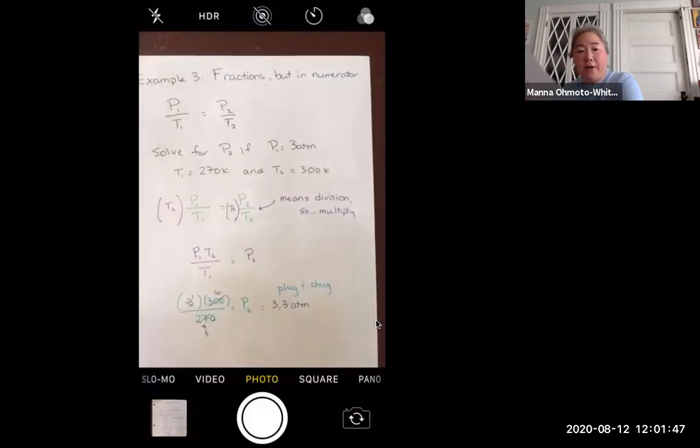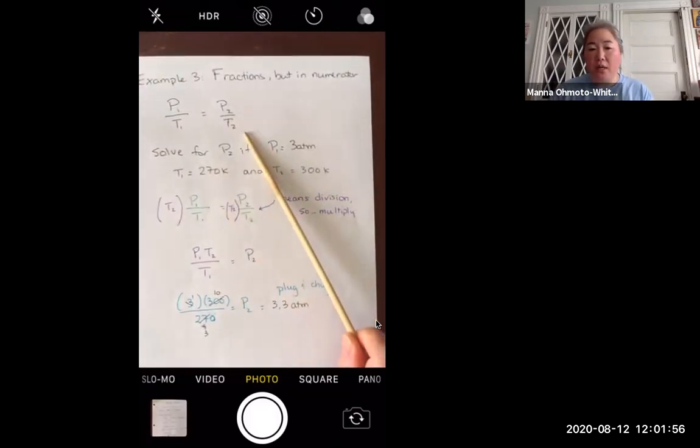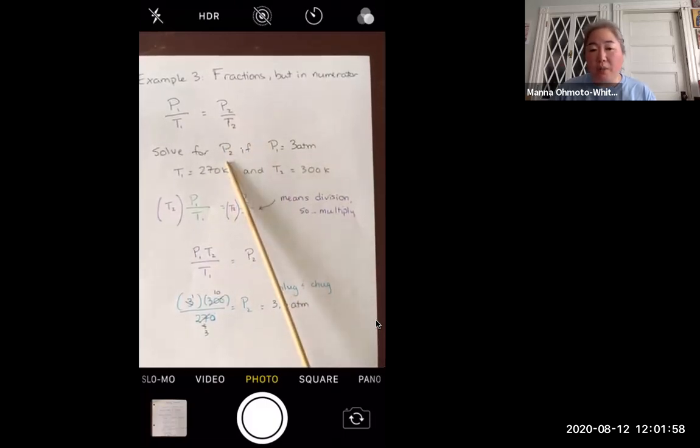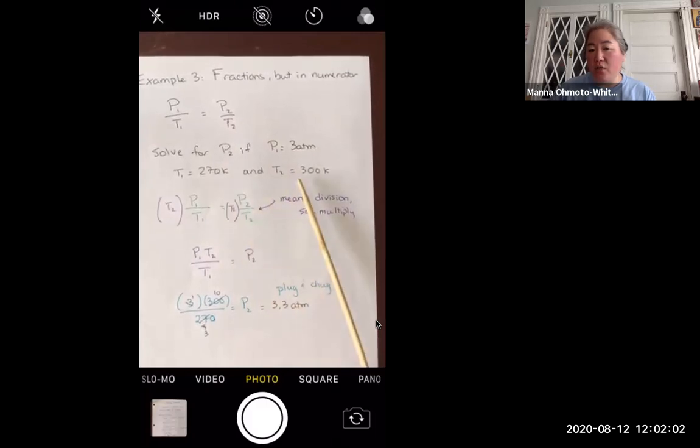Example 3, I have fractions, and the variable that I'm looking for is in the numerator. So an example would be P1 over T1 is equal to P2 over T2. And I want to solve for P2 if P1 is equal to 3 atmospheres, T1 is equal to 270 Kelvin, and T2 is equal to 300 Kelvin. So if I have a fraction, that means I'm dividing. I'm dividing P2 by T2, so I have to multiply both sides by T2. And so I get P1 times T2 over T1 is equal to P2.